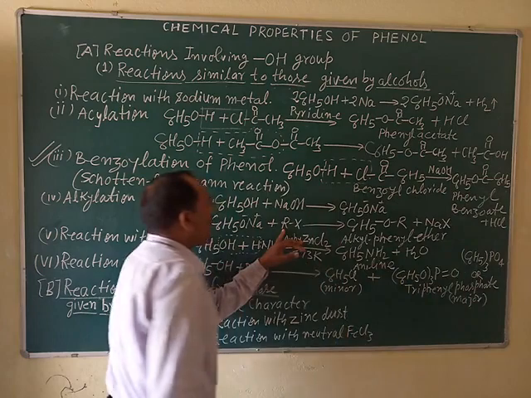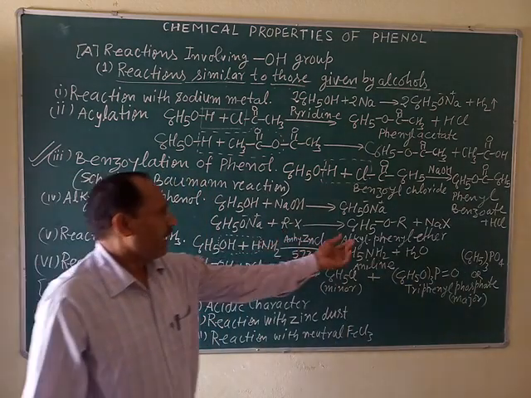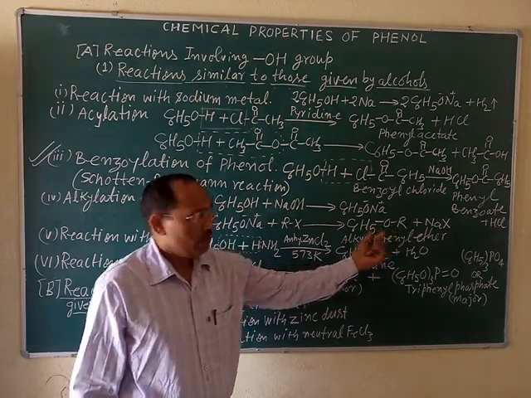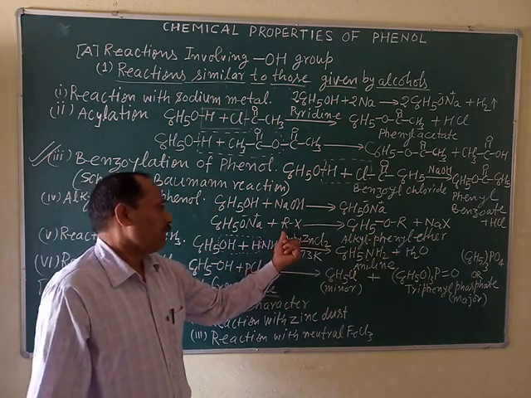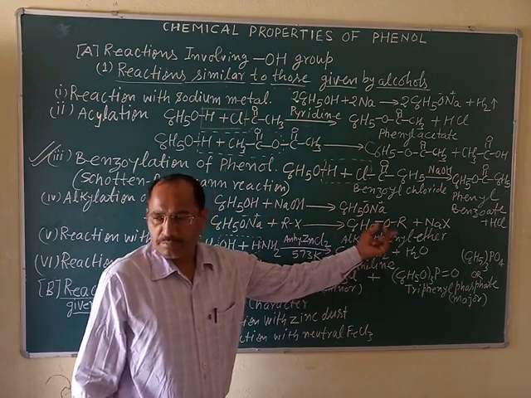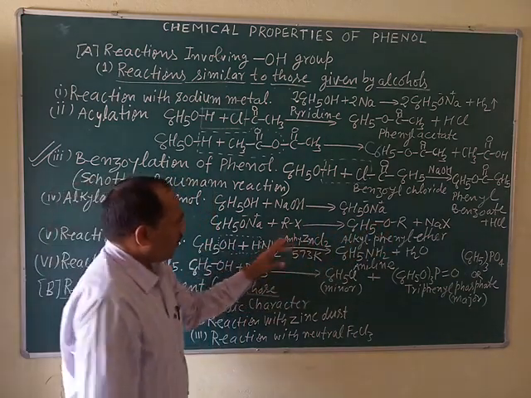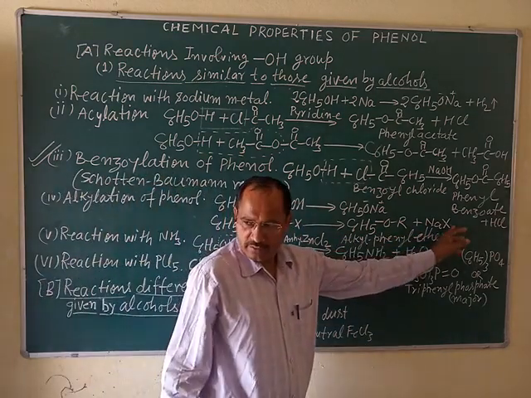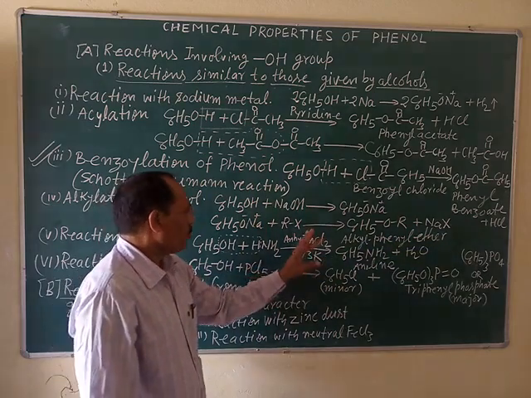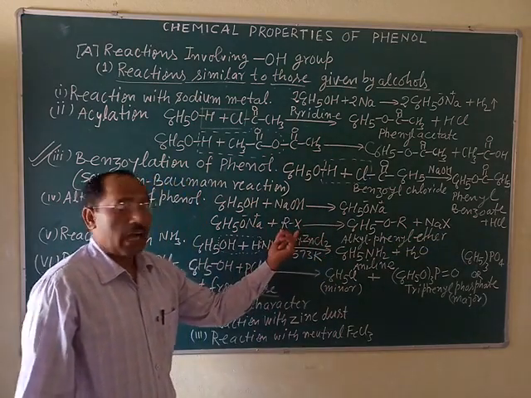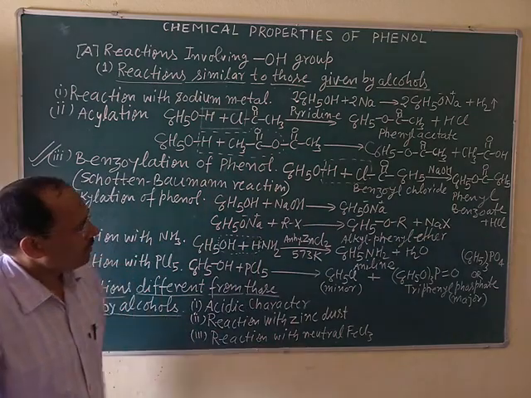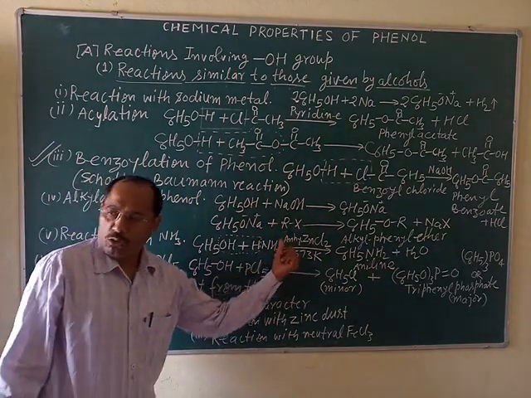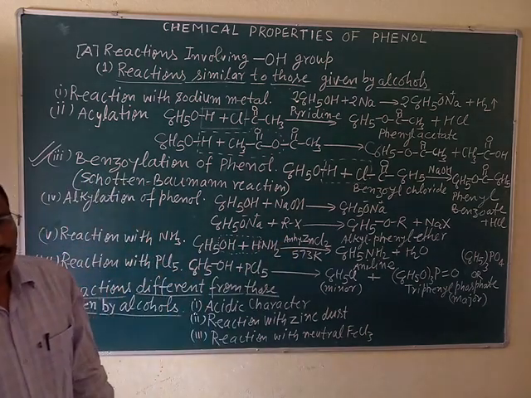If we take R equal to CH3, then anisole is obtained, C6H5OCH3, anisole. If we take R equal to C2H5, phenetole is obtained. Okay? And when X is equal to Cl, then HCl is liberated as a byproduct. When it is taken as I, then HI is the byproduct. X means Cl, Br, I, and R equals alkyl group, methyl group, ethyl group, etc.